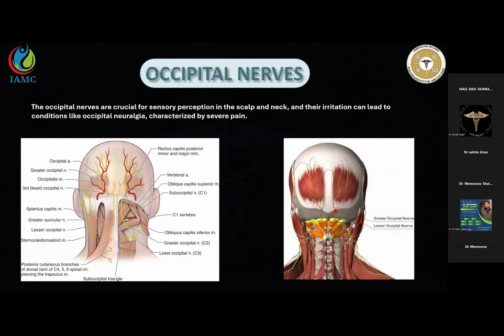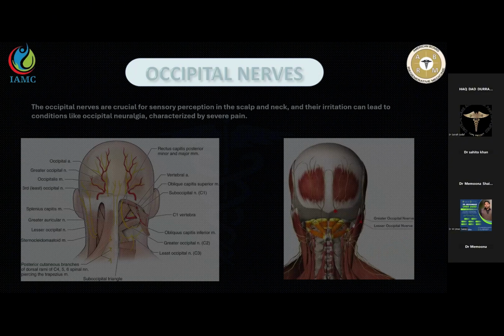Next, we will discuss the anatomy of the occipital nerves. The occipital nerves consist of three main nerves that originate from the cervical spinal nerves C2 and C3. The first one is the greater occipital nerve. It is the largest of the three and provides sensory innervation to the scalp and is often involved in headache.